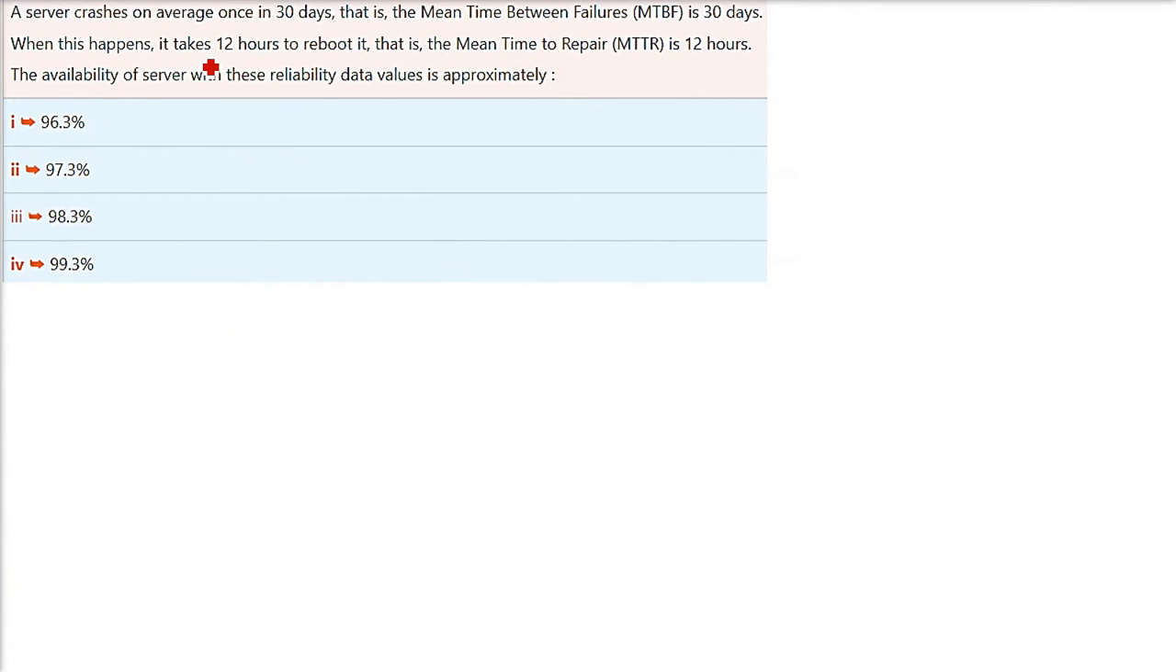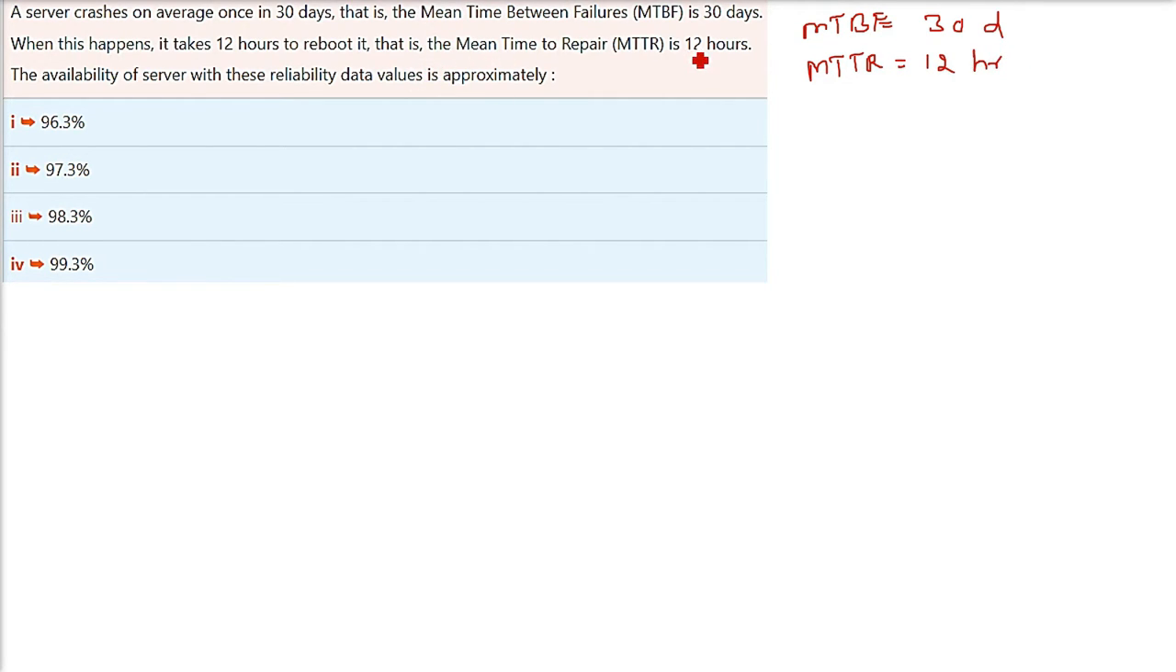A server crashes on average once in 30 days. That is, the mean time between failure, MTBF, is 30 days. So MTBF is given in the question, 30 days. When this happens, it takes 12 hours to reboot it. That is, the mean time to repair is 12 hours. MTBF 30 days, MTTR 12 hours.